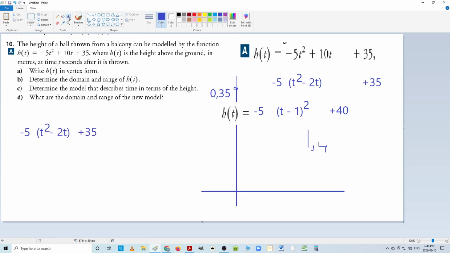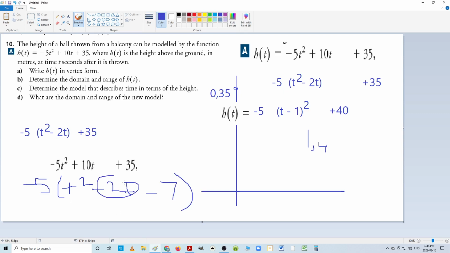Or we could have found the factored form of this. And actually looking at it, the factored form isn't too bad because minus 5 comes out. You get t squared minus 2t minus 7. And I can see that it's going to be, let me just make sure, minus 7. Minus 5 minus 7. Which should be 7 and 1. But it's not.